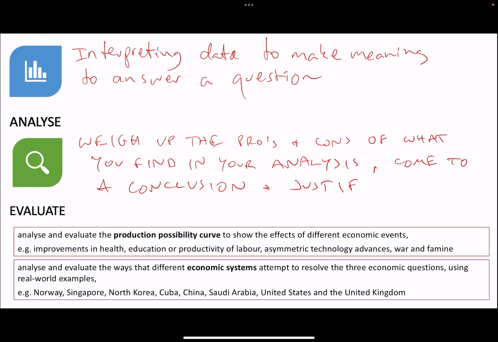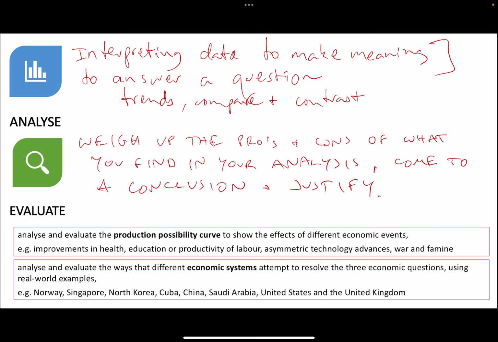Okay? So in your analysis, you're going to look at your trends, your compare and contrast, your differences, similarities, all those sorts of things. And you work with your teacher on all the different actual analysis techniques you can use. But you're interpreting data to make meaning to answer a question, okay? And once again, when you get to your evaluation, you've got to think about the positives and the negatives, the pros and the cons of what you find in analysis to come to a conclusion and to justify a conclusion, okay? Come to a final decision.